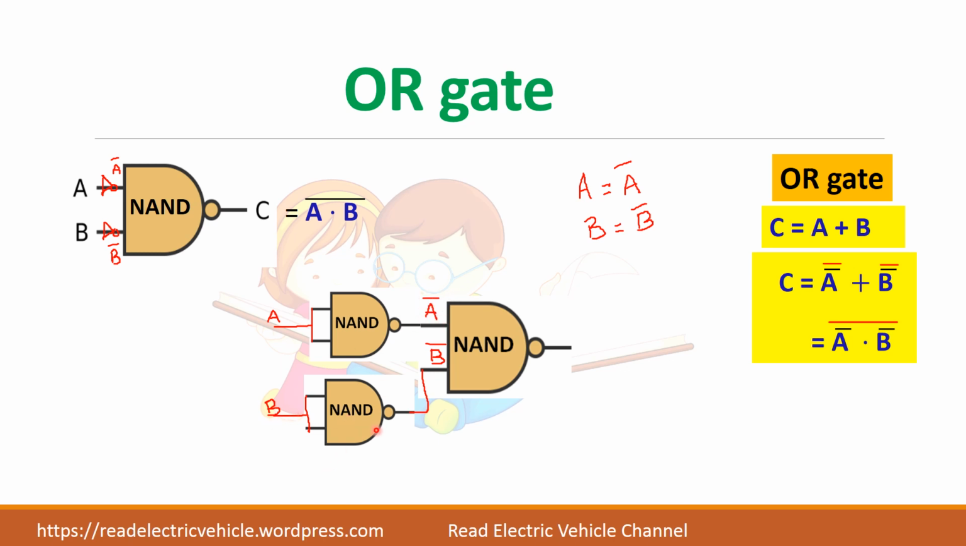Here again put an inverter or NOT gate. Here again you will get B bar. So A bar and B bar are the two inputs for the NAND gate. If A bar and B bar are the inputs, your output will be (A bar dot B bar) the whole bar, which is nothing but A plus B. So this is how you have to realize the OR gate using NAND logic.